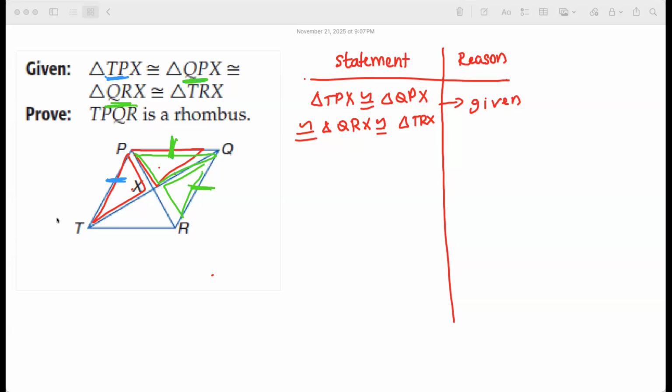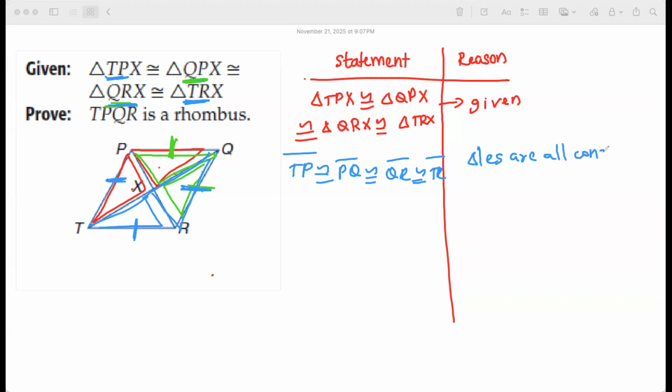Again, the last part says triangle QRX is congruent to TRX. What does it mean? TR is congruent to QR. Now what does it all mean? Can I say TP is congruent to PQ is congruent to QR is congruent to TR? You see why? Triangles are all congruent. So also CPCTC.